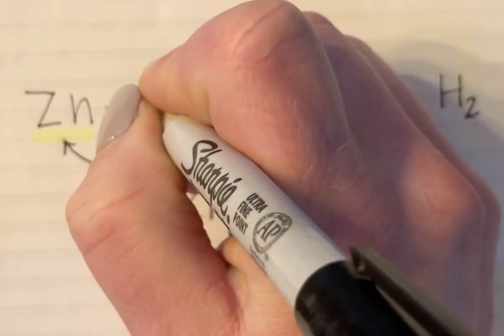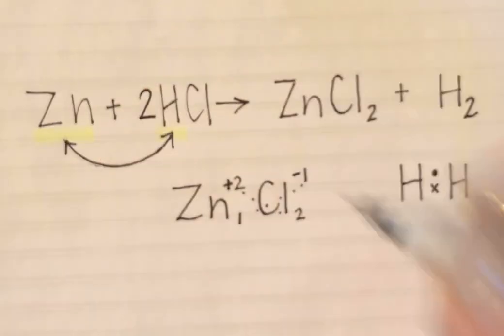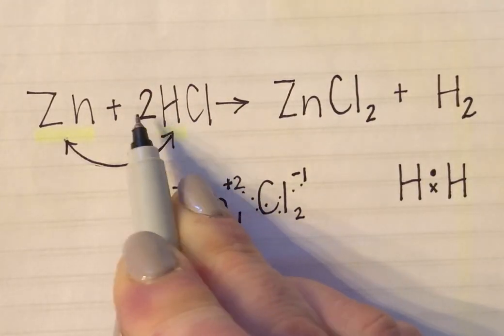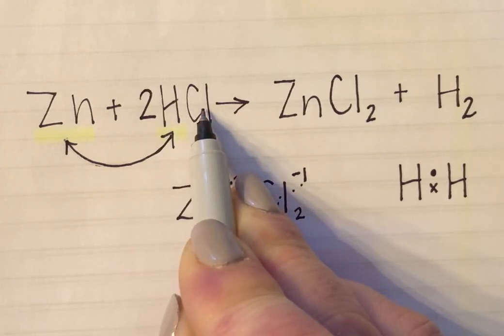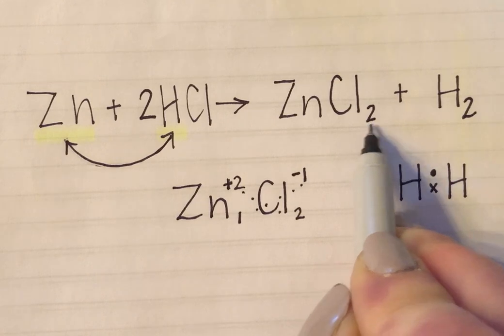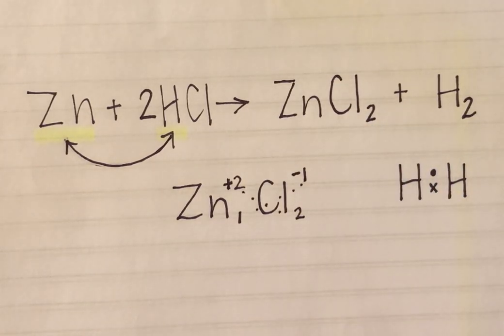So we're going to put a 2 out front of the hydrochloric. So what this does is it gives me 2 hydrogen. Now I also have 2 chlorine. If I check the other side of the reaction, the product side, I'll notice that I also have 2 chlorine. So I am completely balanced.